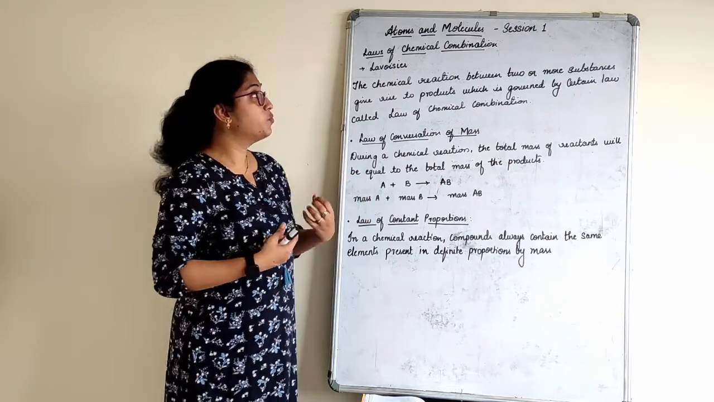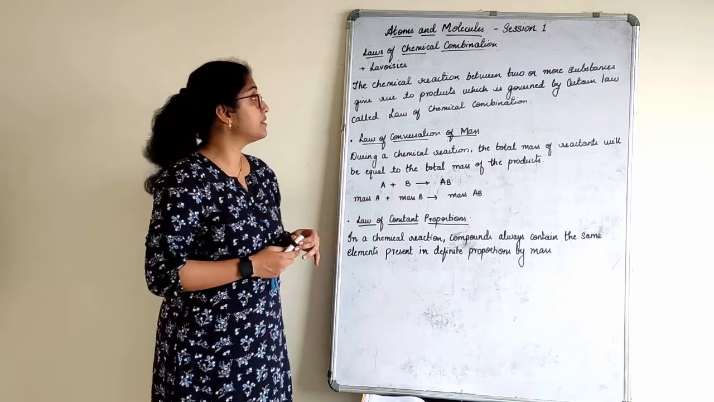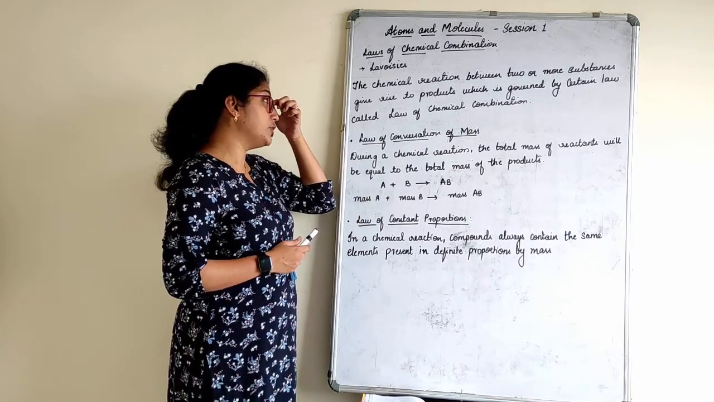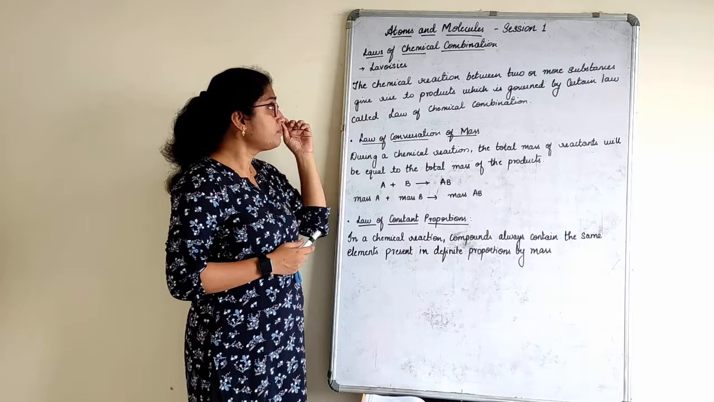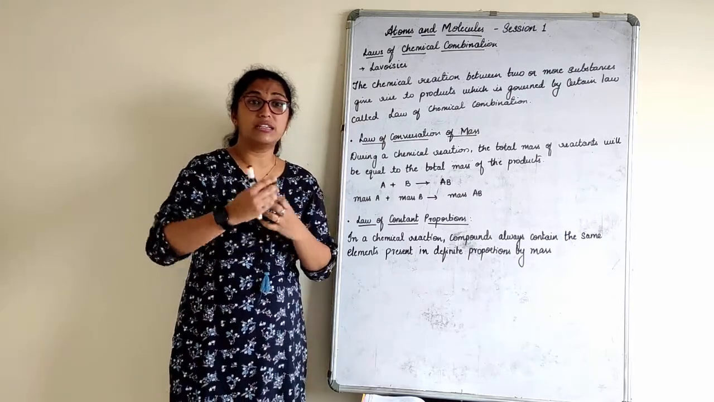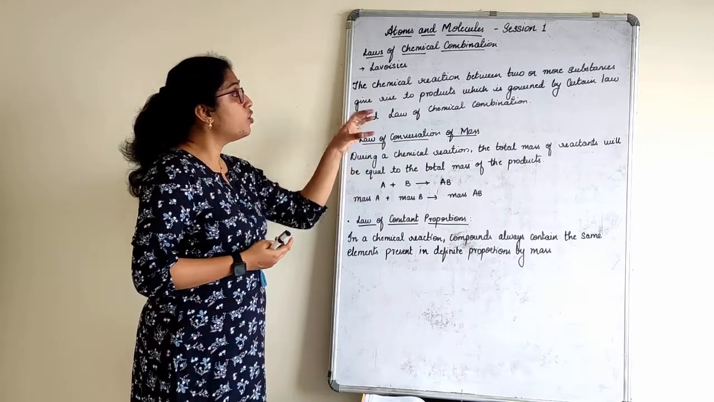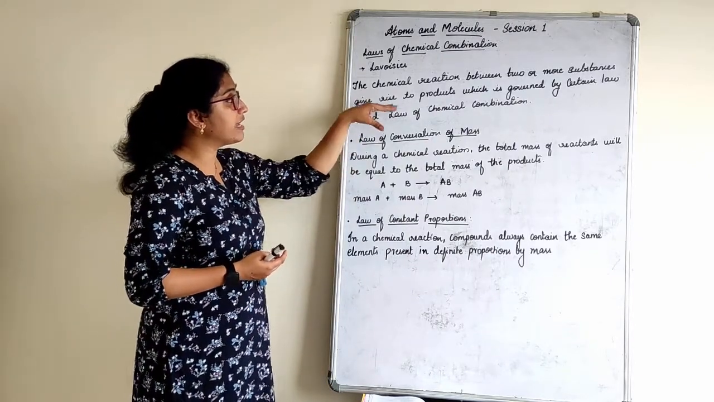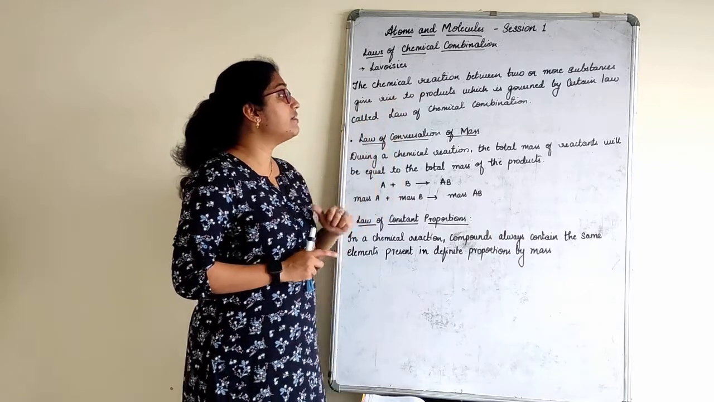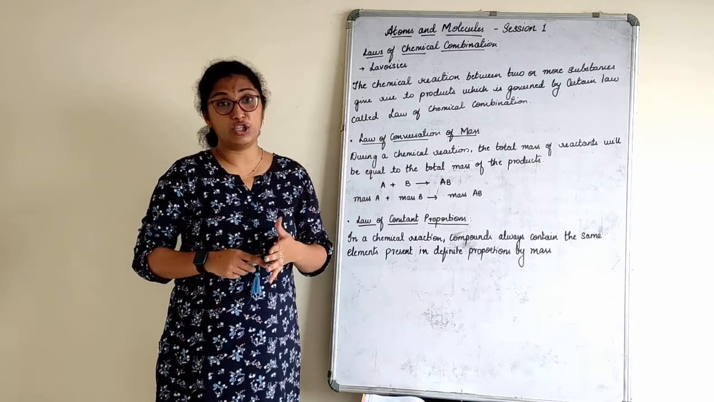But before that, what are the properties? How does that chemical combination work, which is important? The laws of chemical combination were given by Lavoisier. What do we mean by chemical composition or chemical combination? It is something which combines. A chemical reaction between two or more substances gives rise to a product, which is governed by certain laws called the laws of chemical combination.